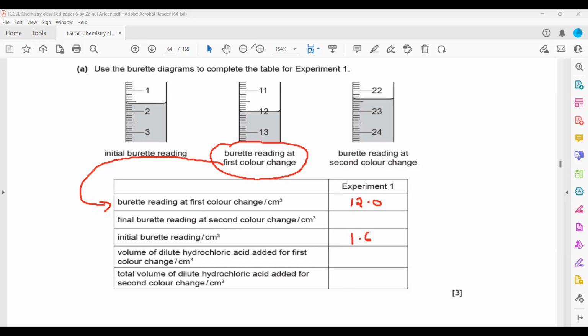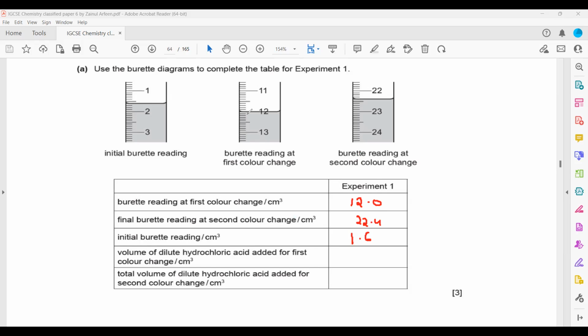Then the burette reading at the second color change. How much is this? This is 22.1, 22.2, 22.3, and 22.4. So that's equal to 22.4. We write that as 22.4 cm3.